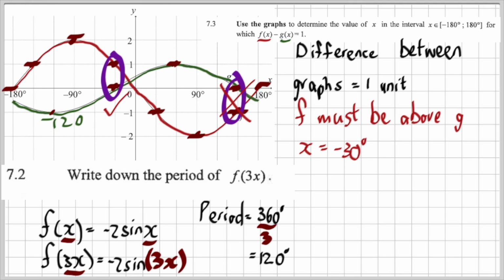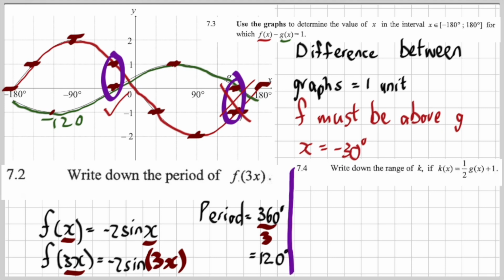Let's look at question 7.4. Question 7.4 says, write down the range, so the y values, of k, for which k(x) is equal to a half times g(x) plus 1. Again, ladies and gents, I'm not going to just rush through this. I'm going to start by substituting g(x) into that equation. Remember that g(x) is cos of (x minus 60).